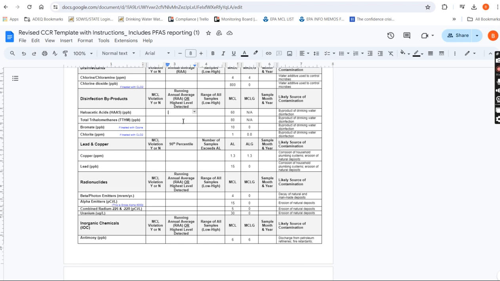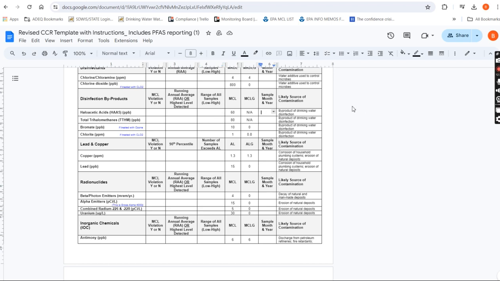running annual average, and you're only going to include the location that had the highest running annual average. So calculate your running annual averages on a quarterly basis at your different locations and only report the highest one. Unless you had multiple locations that had MCL exceedances, in which case you would report all locations that exceeded the MCL. For range of samples, low to high, that is going to be the lowest of low and the highest of high. So if you are taking quarterly samples at several different locations, it's going to be your lowest sample and your highest absolute sample.